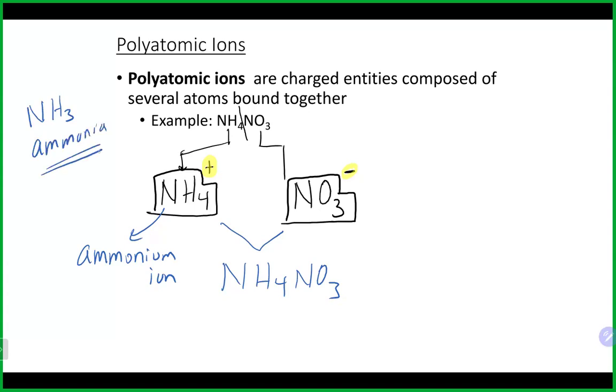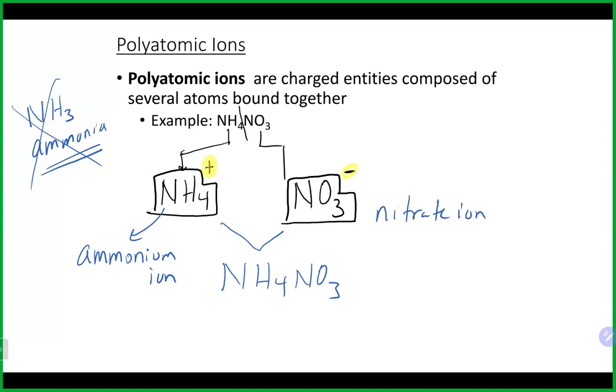Ammonia is not a polyatomic ion because it does not have a charge, but it is oftentimes confused with NH4 plus because they look very similar to each other. They actually are related to each other, but NH3 is not a polyatomic ion. So that is actually something different than a polyatomic ion. NO3 minus is the nitrate ion.